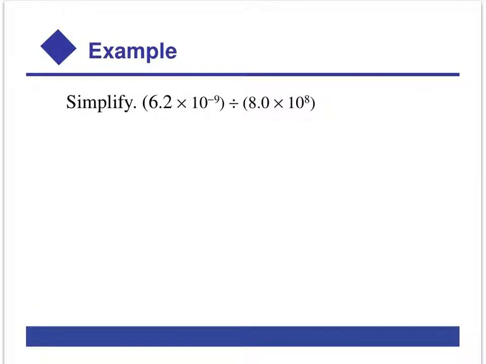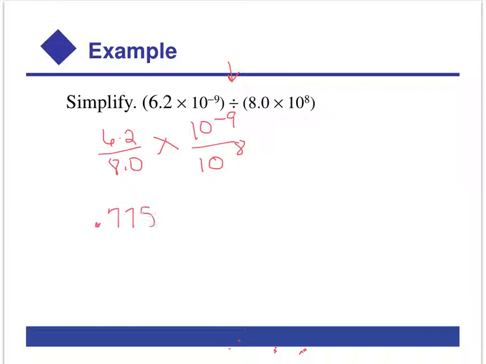Now let's look at this one. We're going to do the same thing, except this is division. So when it's division, you're going to do the dividing just like you've been doing. So it's going to be 6.2 divided by 8.0 times 10 raised to the 9th power over 10, sorry about getting the pens to write today, over the 8th power. So when you divide 6.2 by 8, you get 0.775.